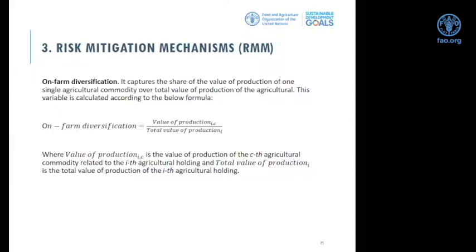The formula is very simple. We take the value of production of a commodity. Let's say, for example, a farm is producing five commodities. So we take the value of production of commodity A and divide it by the total value of production. Then we estimate whether the value of production of this commodity is greater than 66% of the total value of production of the holding. If it is greater than 66%, we consider the farm to be non-diversified. If the value of this formula is less than 66%, we consider the farm as diversified.